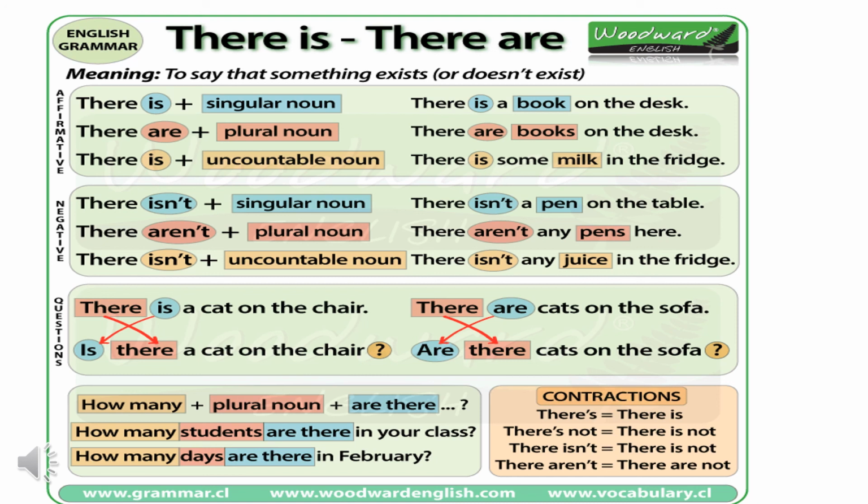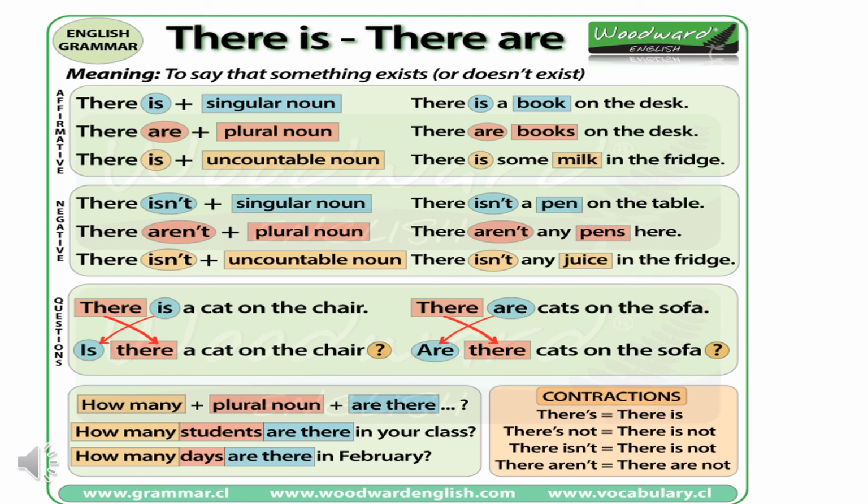Then we are using there is plus uncountable noun. When you use the word uncountable, things that we cannot count, like water, we cannot count juice, we cannot count rice, we can't count money, one money, two monies, no. So I will say there is some money in my wallet. There is some milk in the fridge.